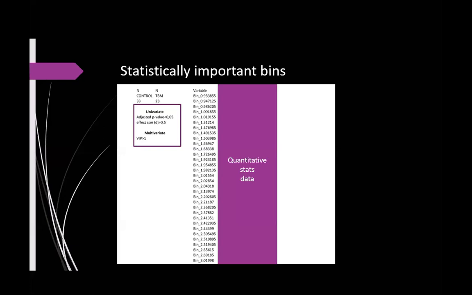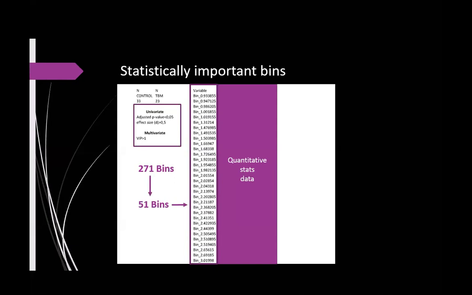We're going to concentrate on the bins. How do we get to these bins? If you recall, we started with 271 bins. The quantitative stats data, we're able to reduce it down to 51 bins. These are 51 statistically important bins, and these are the bins over here. You can see that the identities are just numbers, really. These numbers are positions in the spectra.